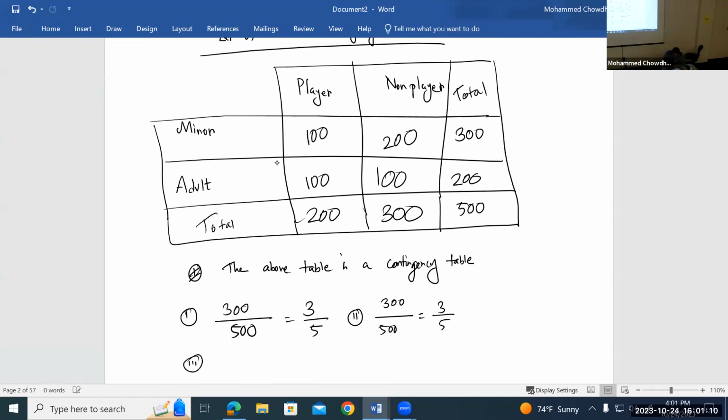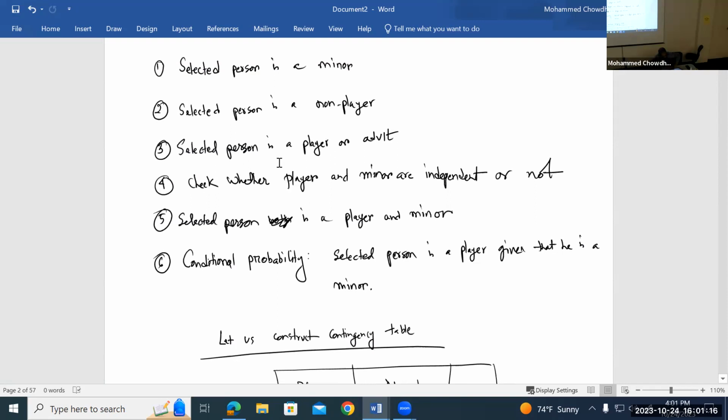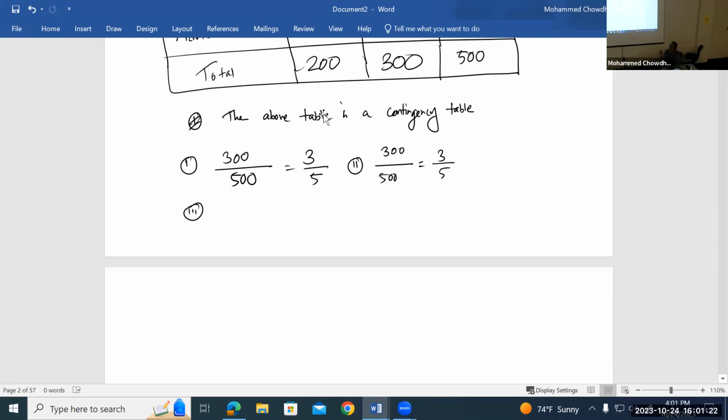So number 3 is telling you the selected person is a player or adult. Use decimal expression. For example, if you do this thing, this will be 0.6, right? Thank you for asking this question. Please, probability is always expressed in terms of decimal numbers.